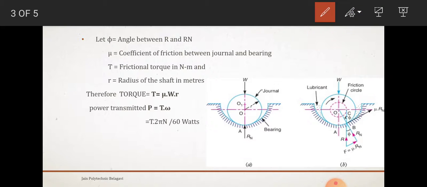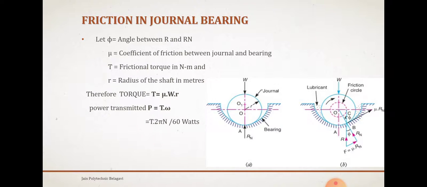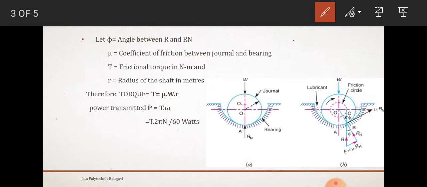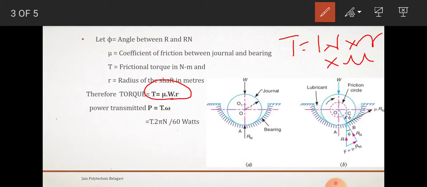Next, how do we find the torque transmitted? Torque is given by W, which is the load, into the radial distance or radius, that is R. We will multiply this by mu, the coefficient of friction. So mu into W into R represents the torque transmitted.